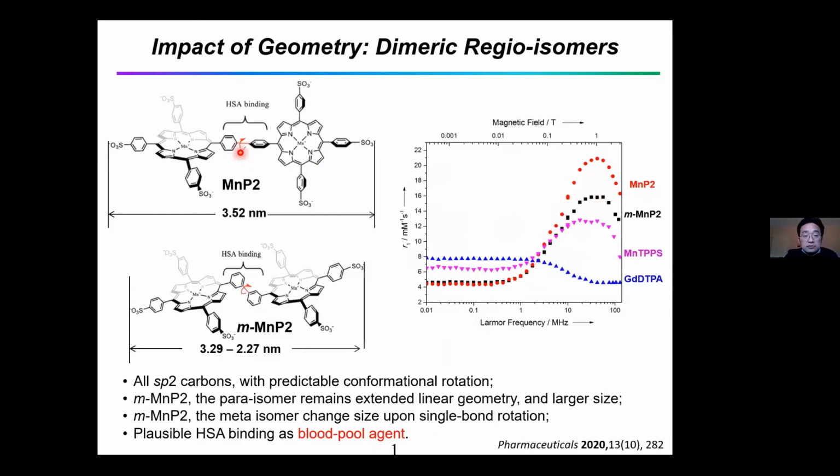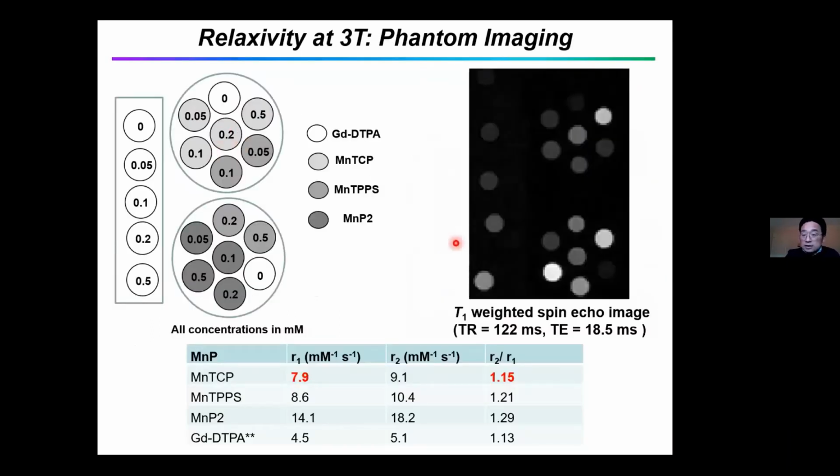The other thing I didn't mention is that the reason we're interested in these diphenyl rings in the middle is because we want to develop blood pool agents and let them attach to the serum albumin, which we'll mention later on. Okay, the 3 Tesla relaxivity can be measured through phantom imaging using clinical MRI scanners, and from those studies we could clearly see that the contrast agent with higher relaxivity will indeed turn into much brighter spots.